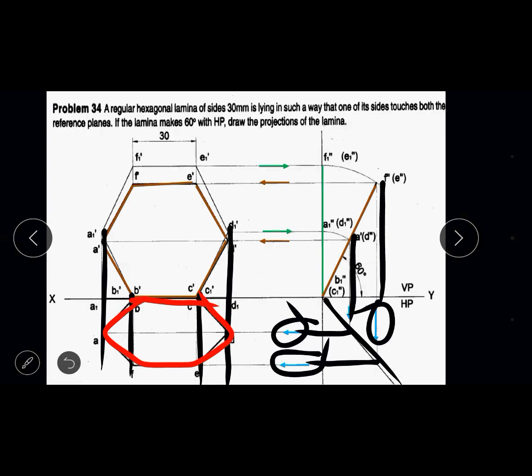So, the projection of planes chapter has 50 problems. All 50 problems you have to learn, because one among them will be asked in the exam. I have categorized all 50 problems into two major categories: Category 1 as HP resting lamina, Category 2 as VP resting lamina.